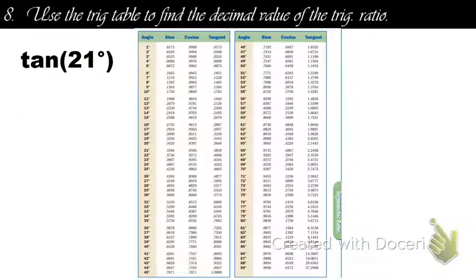Number 8, use the trig table to find the decimal value of the trig ratio. And on this problem, the trig ratio they want you to find is the tangent of 21 degrees. Number 9, use the trig table to find the decimal value of the trig ratio. And on this problem, the trig ratio that they want you to find is the sine of 41 degrees.